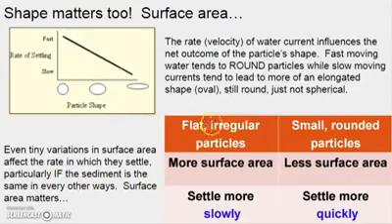Surface area matters here. Flat, irregular particles have more surface area, so they settle slowly. Small rounded particles, with less surface area, settle more quickly.